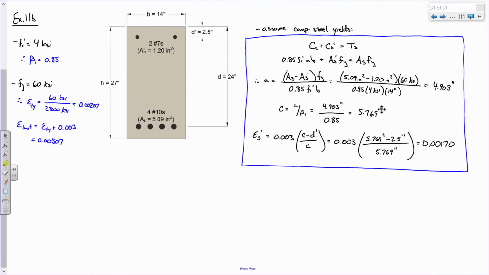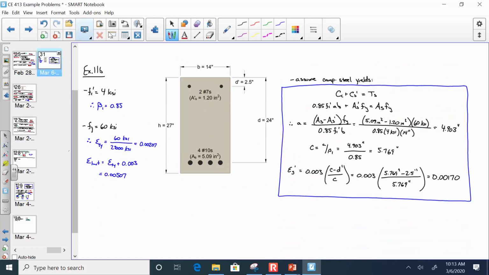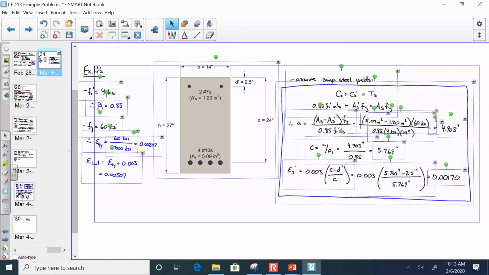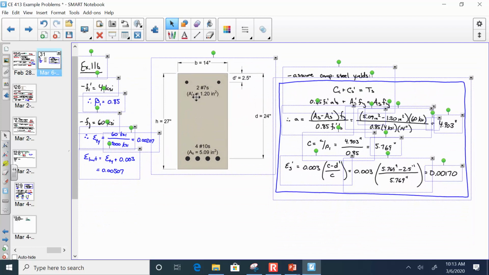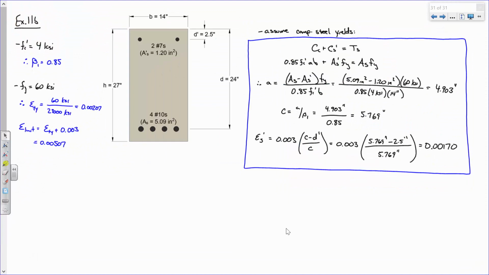So, let me make sure everybody's clear on this. Why did I start down here? Let me move this up here so I got a little bit more room. Okay. So, what I'll say is assumption invalid. And if you want, you can put next to it that the strain at yield was 0.00207. So the assumption was invalid.